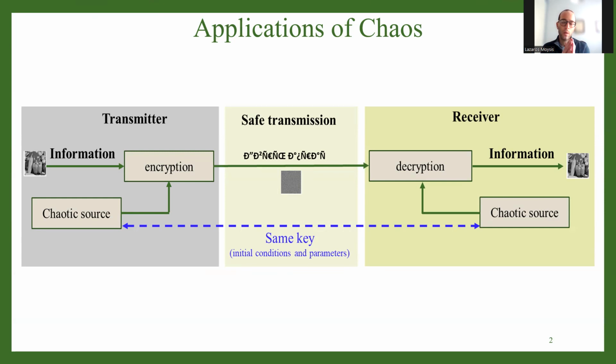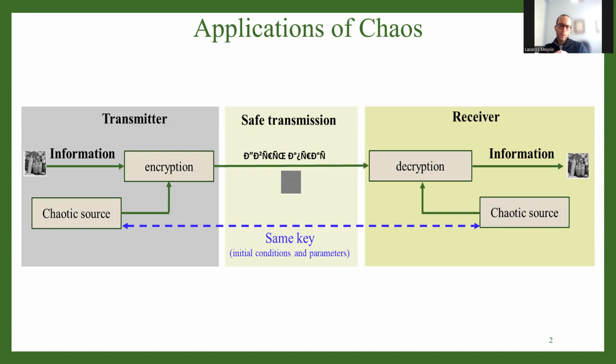This means that on our transmitter, we are using some sort of information signal, and we use a chaotic system, usually a discrete time map, in order to encrypt it. So then we can safely transmit this signal through a public channel. And then at the receiver end, the receiver is using the exact same chaotic keys, for example, the same initial conditions and the same parameter values, in order to reverse the encryption process and obtain the information signal back. So this is why it's called symmetric encryption.